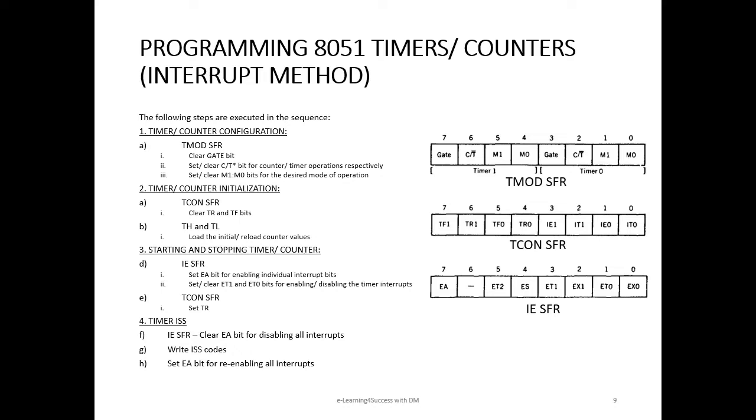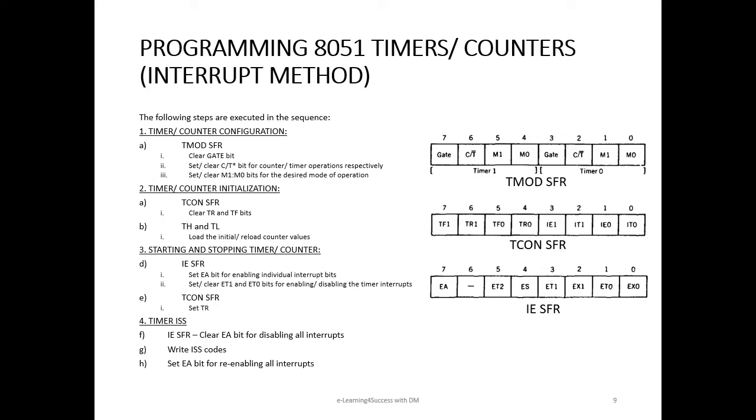First, the interrupt bits are enabled by setting the EA bit of the IE special function register. Now we can use the interrupt bits by setting the corresponding interrupt enable bits of the IE special function register. In this case, we are enabling the timer interrupts by setting the ET1 and ET0 bits respectively for T1 and T0. After this, we start the timer by setting the TR bit of the TCON special function register.